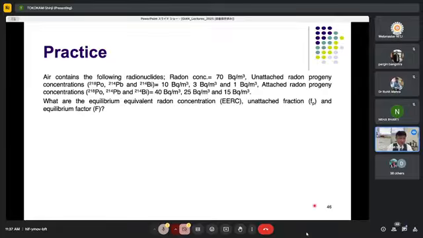So once again, air contains the following radionuclides: radon concentration 70, and unattached radon progeny concentrations for polonium-218, lead-214, and bismuth-214: 10, 3, and 1. Attached radon progeny concentrations for polonium-218, lead-214, and bismuth-214: 40, 25, and 15.